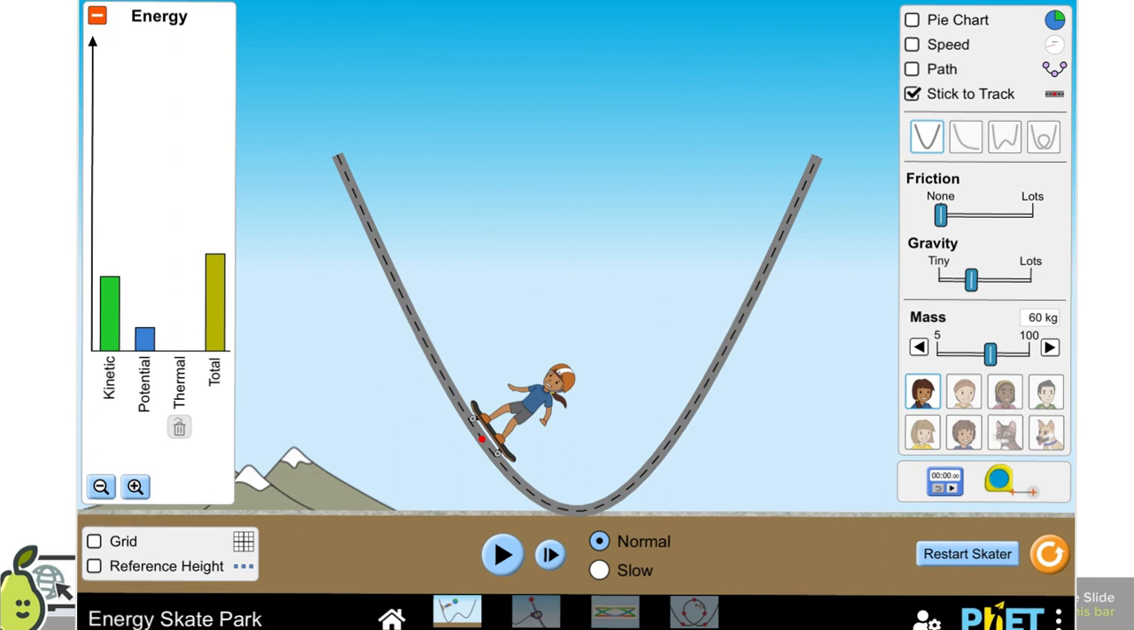Okay, so we'll watch this play out here. And so noticing total energy staying constant, just transitioning between kinetic and potential energy.